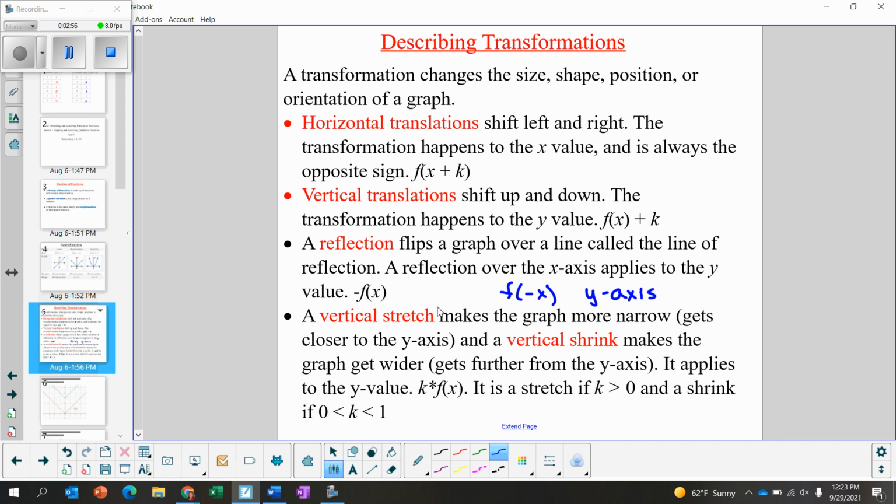A vertical stretch makes the graph more narrow, so it's going to get closer to the y-axis, and a vertical shrink makes the graph get wider, right? It gets further from the y-axis. So it applies to the y value, and we're going to multiply k times the y value. It's a stretch if k is greater than, oops, this should say 1, and a shrink if it's between 0 and 1. So stretch greater than 1, shrink between 0 and 1.